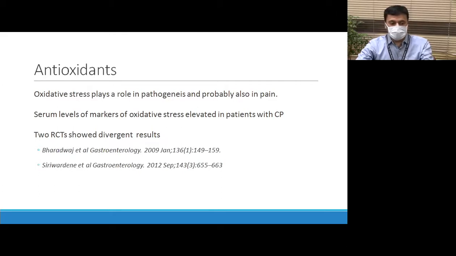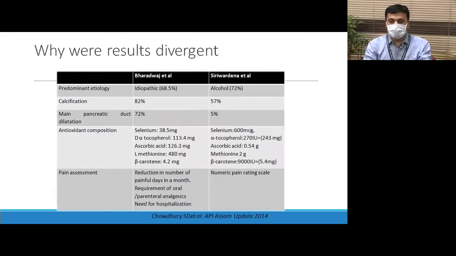So we look at why these divergent reports are there. In the Bharadwaj et al. series, the predominant etiology was idiopathic, and calcification was noted in about 82% of the patients, and main pancreatic duct dilatation was around 72%. And the antioxidant composition was relatively matching. So in Bharadwaj et al., following administration of antioxidants, they found a significant reduction in painful days in a patient in the month, and the requirement of analgesics was also found to be less.